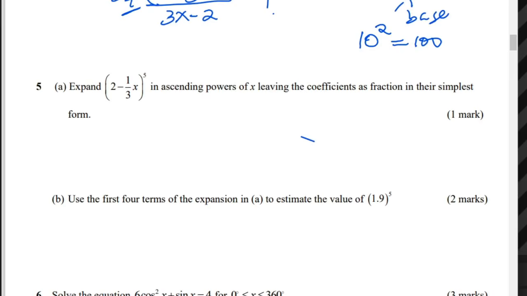Expansion. By now you know how to expand. So here we have our expansion. I want to show you how to apply your expansion to get 1.9 raised to power 5.